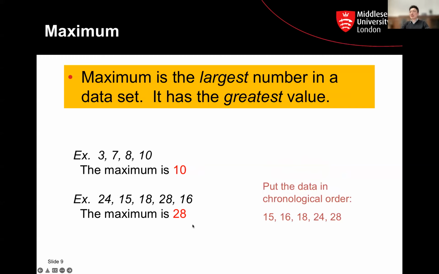Okay, and so the maximum would be the opposite of the minimum, which will be the largest number in the collection. So here, and it's quite easy, it's already sorted, so you can see the largest number is 10, so the maximum is 10. And then for the second example, again, it's not sorted, and so it's much easier if we sorted it first, and then we can see the maximum is 28.